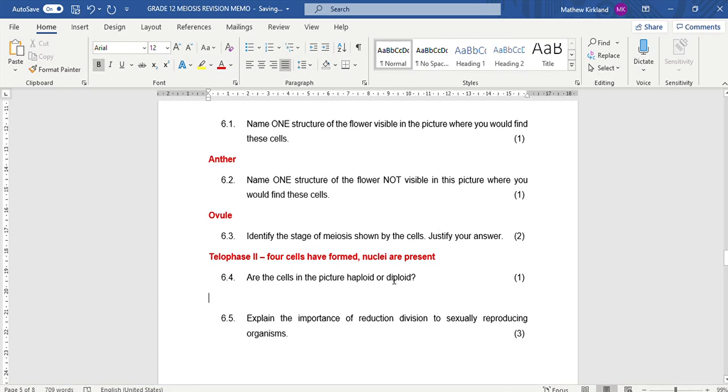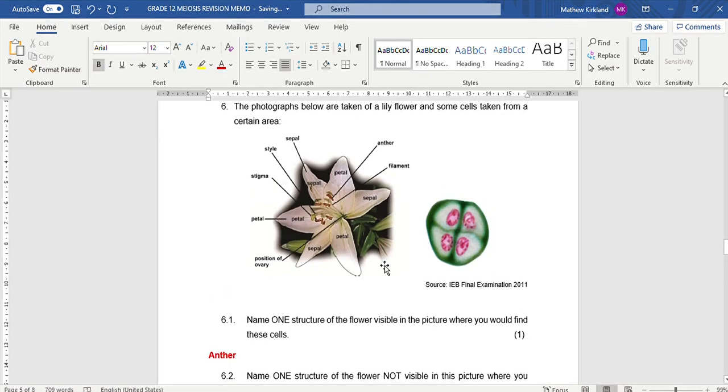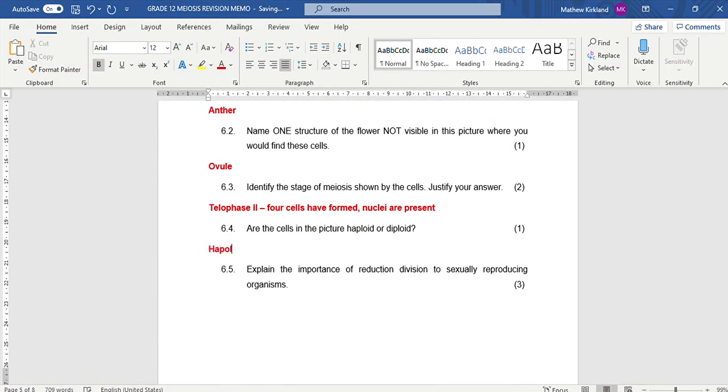6.4. Are the cells in the picture haploid or diploid? Getting used to a little bit of terminology. These are haploid, because it's a gamete. Gametes are haploid. That's the end product of meiosis.